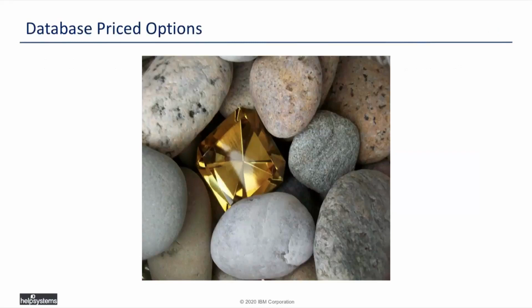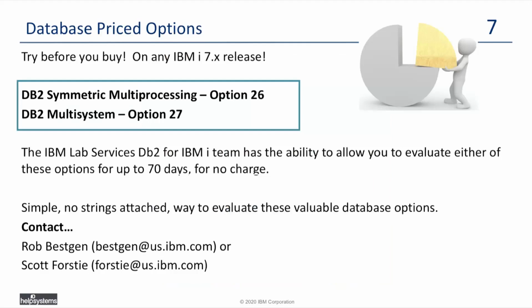Another hidden gem of database is priced options. And this is maybe a little bit of a surprise here because clients are used to all the database features, DB2 for i features, being included within DB2. You don't have to pay anything more for them. You move to 7.2, you can use row permissions and column masks. You move to IBM i 7.3, you can use temporal tables and generated columns. You move to 7.4, more features and functions.